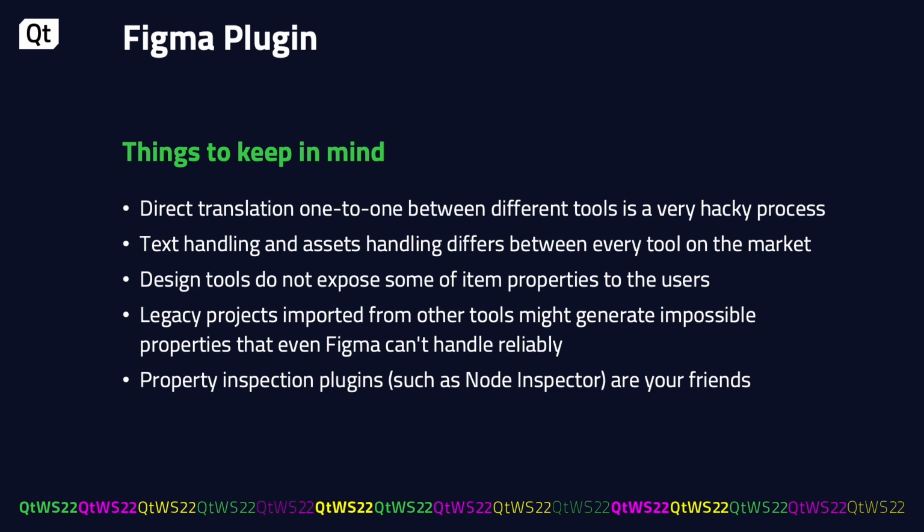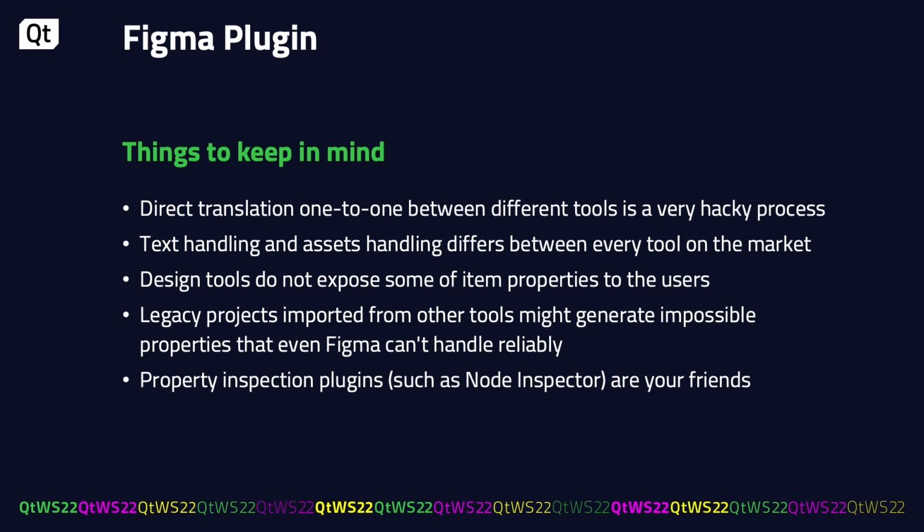So, when you're using or especially developing an exporter plugin, whether it is Figma specific or for any other design tool, there are lots of things to keep in mind. Here are some of them. First and foremost, direct translation one-to-one between different tools and different frameworks is a very hacky process. There are different implementations of similarly looking items, different properties, they have different interfaces. Finding similarities and adjusting the differences is a particularly important part of this kind of plugin development.